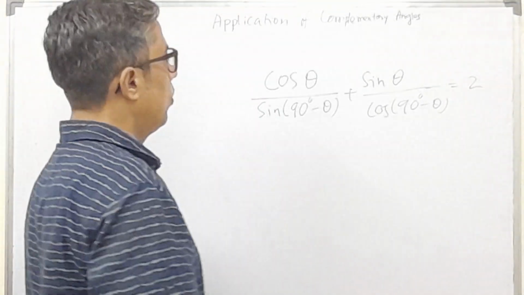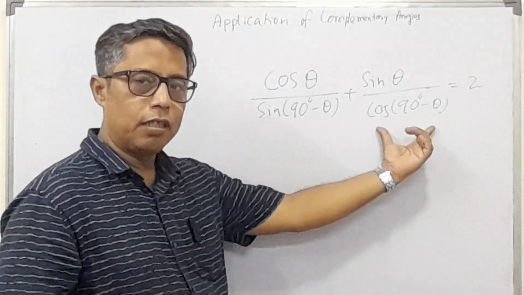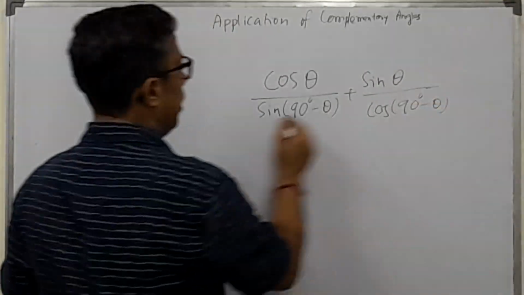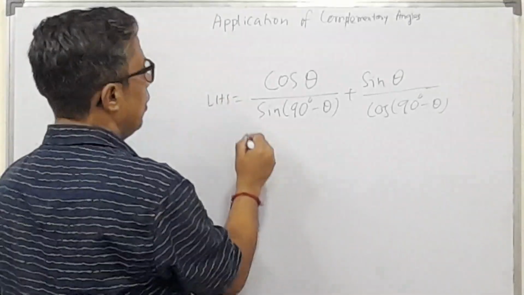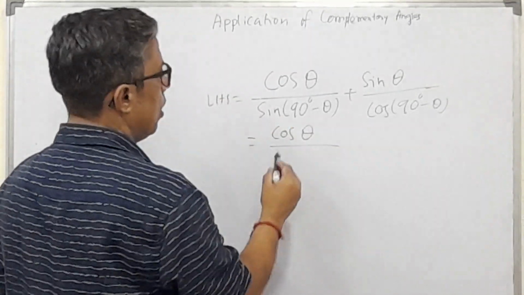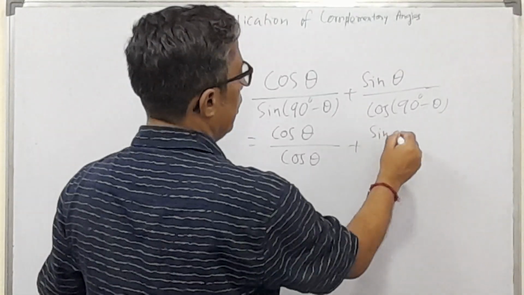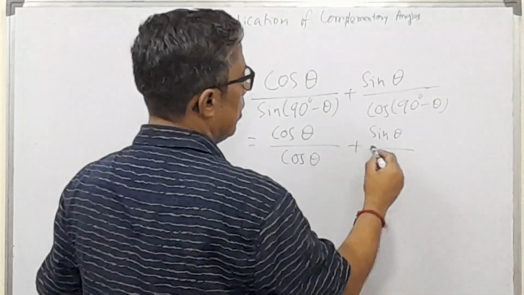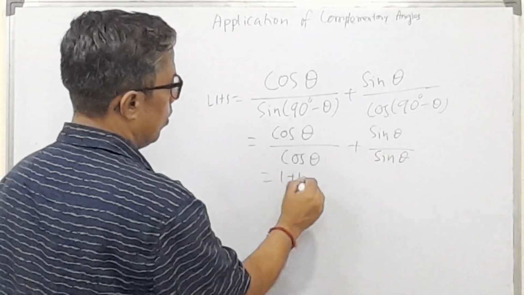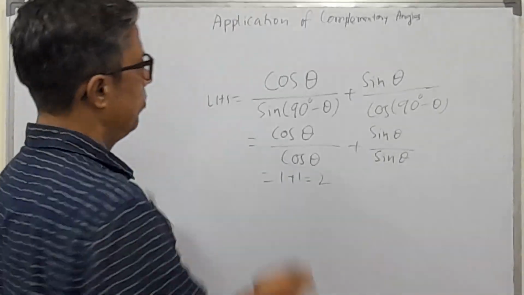Now what are we going to do? We will apply: sine of 90 minus theta means cos theta, cos of 90 minus theta means sin theta. So in the left hand side, I will not touch cos theta, but sine of 90 minus theta means cos theta. Then sin theta will come here, then cos of 90 minus theta means sin theta. So 1 plus 1, 2. Solved. This way you have to solve the problem.